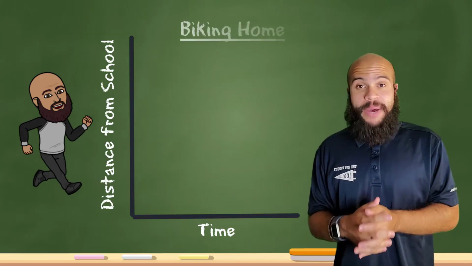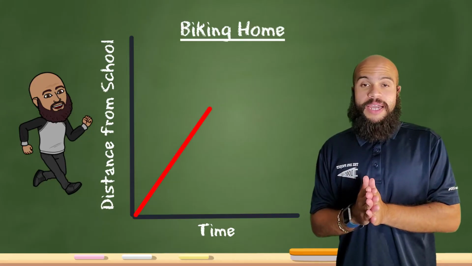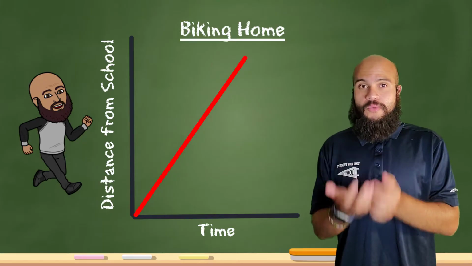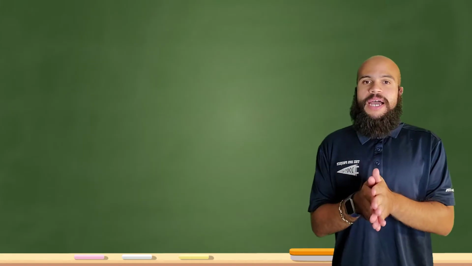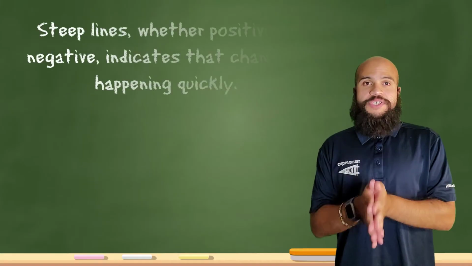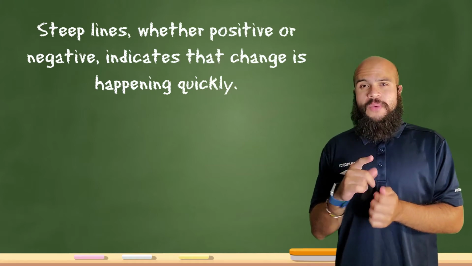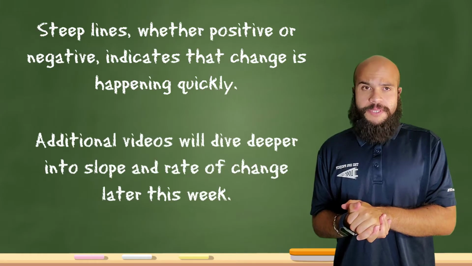Now, if you happen to have a bike and you bike home, your slope, or the steepness of your line, is going to be greater because you're traveling at a quicker rate. Just remember for now that the steeper a line is, the quicker the rate of change, regardless of if the line is increasing or decreasing. We're going to dive into this concept deeper in future videos.